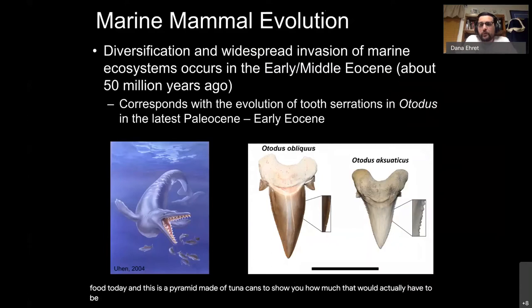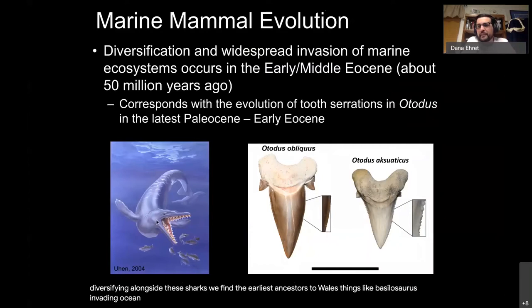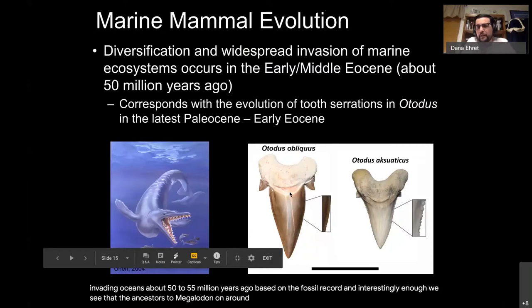We know that the marine mammals that Megalodon was living alongside were evolving and diversifying alongside these sharks. We find the earliest ancestors to whales, things like Basilosaurus, invading oceans about 50 to 55 million years ago, based on the fossil record. And interestingly enough, we see that the ancestors to Megalodon around the same time start to evolve serrations on their teeth.